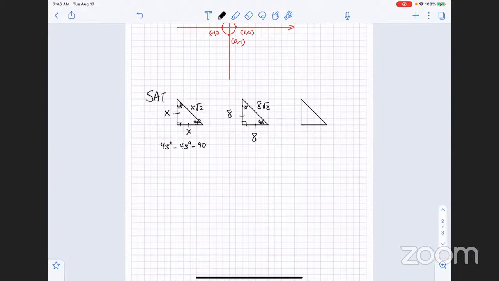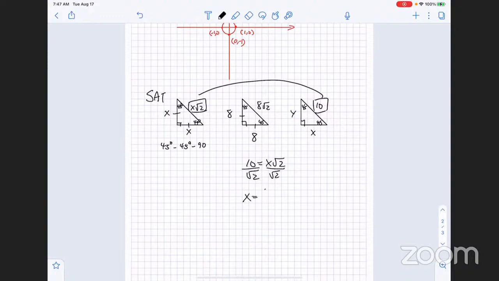Now, what if this length is not given? Let's say this is x, and this is y, and this is 90 degrees, and these are 45, 45. If I say this side is 10, can you figure out what x and y are? You're going to set this 10 equal to x square root 2. If you solve for it, you divide by square root 2 on both sides, and x equals 10 over square root 2. If you rationalize it, that's 10 square root 2 over 2, which is equal to 5 square root 2. So this one is 5 square root 2, and this one is 5 square root 2.